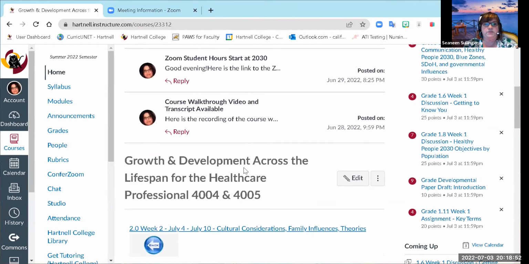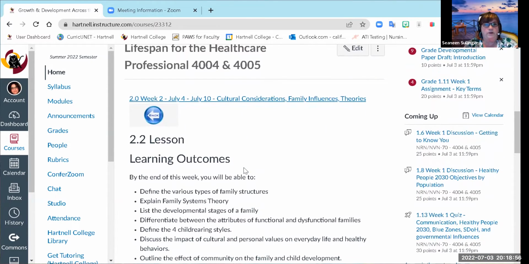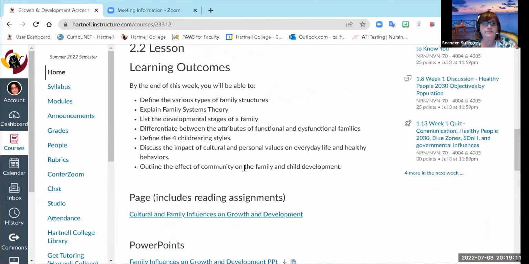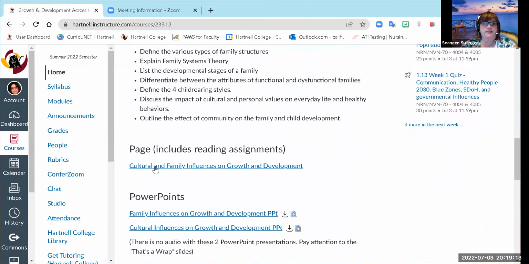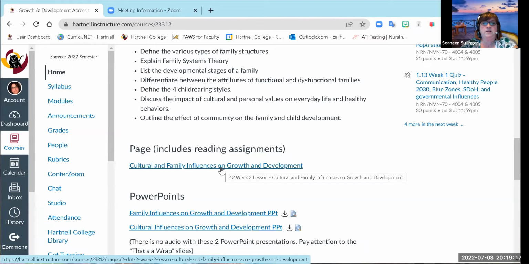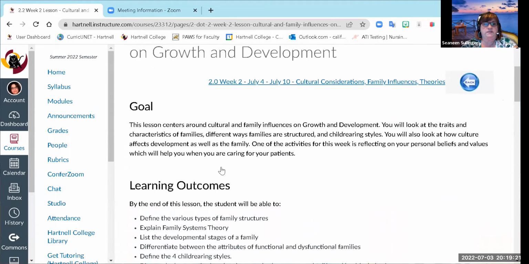All right, so when you come to the home page, it will bring you to any announcements that have been recently posted, and then it will take you to the lesson, the learning outcomes overview for week 2. So week 2, we are talking about family structures and culture, as well as developmental theories. For the first part, these are the learning outcomes. And here is the lesson on cultural and family influences on growth and development. Again, if you click on that, it will take you to the lesson.